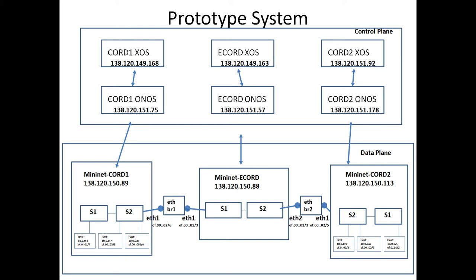Okay, so really there's an arch network in the data plane. It's very simple. We have these Mininet CORDs, which represent the local CORD sites, and then we have an eCORD in the middle that's binding it together, with one region with 2 central offices feeding into it in our simple little test setup.